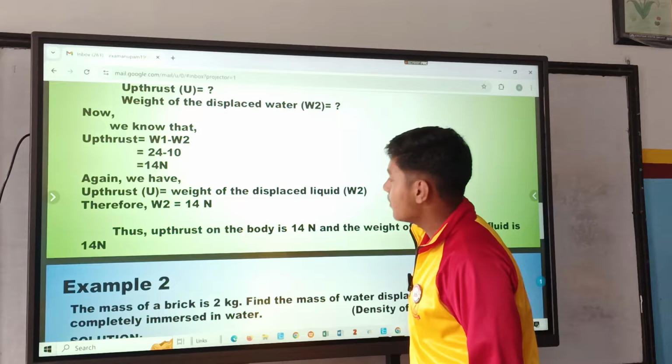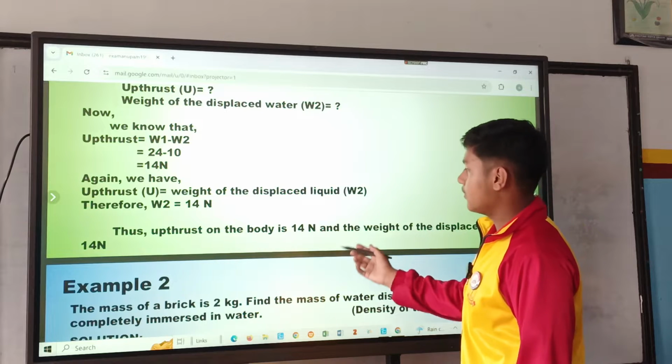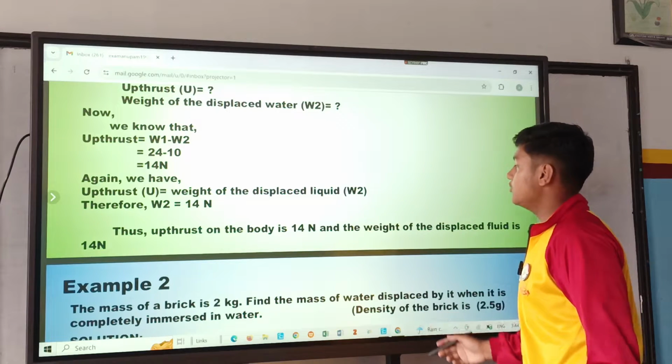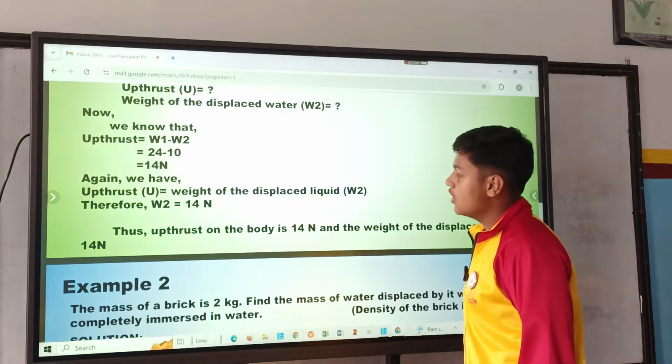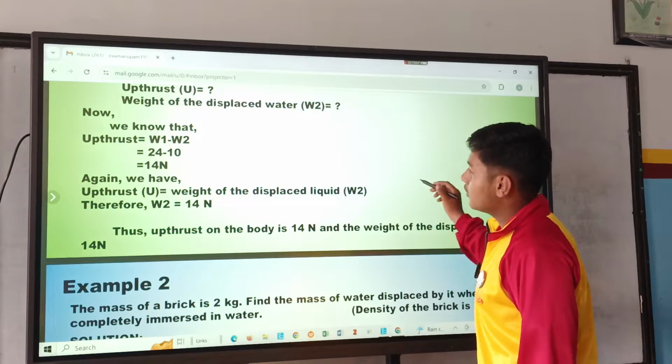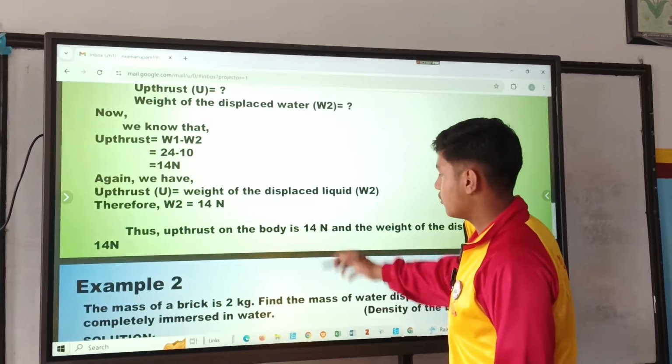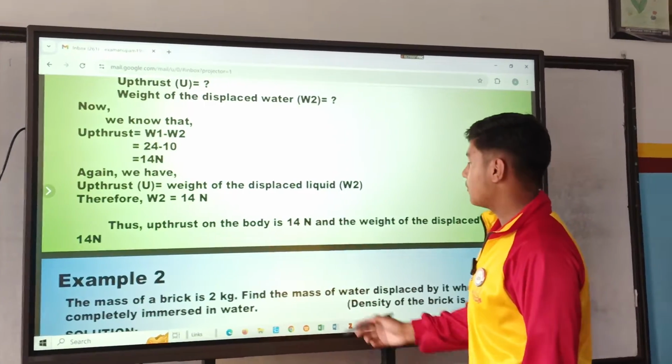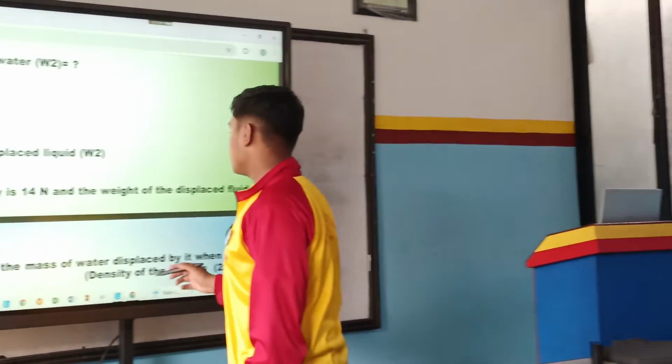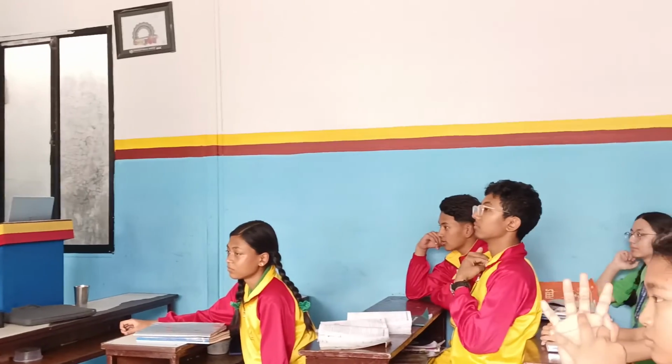Then again, the weight of the displaced liquid equals the upthrust. Therefore, the weight of the displaced water is 14 Newton. Thus, upthrust on the body is 14 Newton and the weight of the displaced fluid is 14 Newton. So this was example 1.